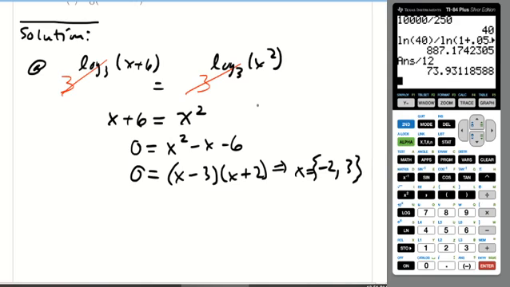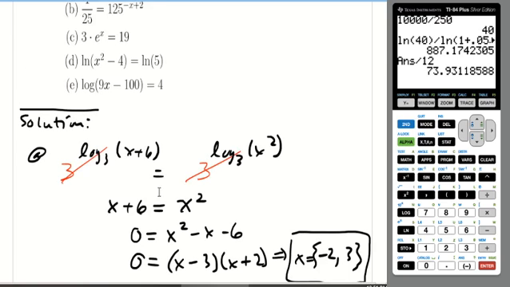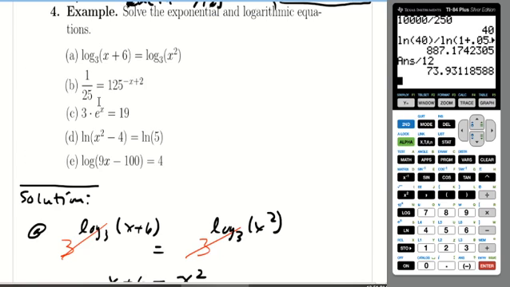Sometimes there isn't two answers, and usually the negative one, when you plug it back into the original equation, you get something that is not valid. Okay, so make sure you do that.